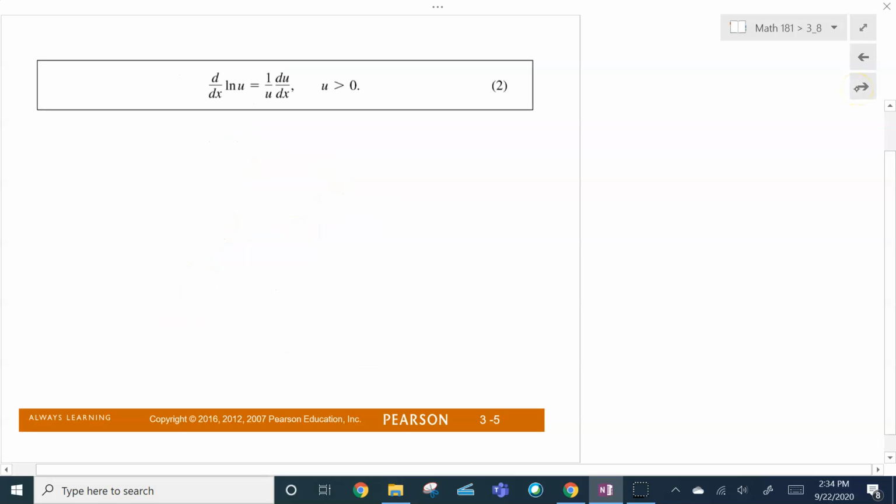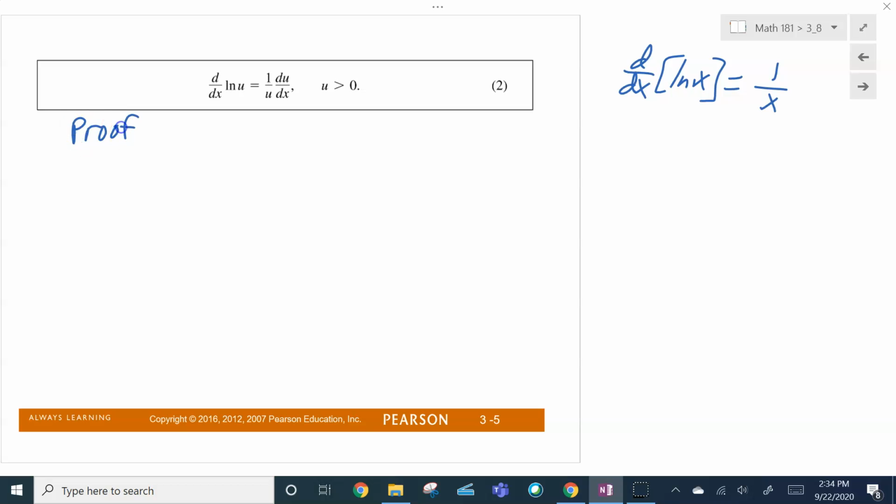Now, the derivative of natural log is 1 over x. We're going to introduce this, so let's go ahead and do the proof. Why is that? Let's take y being the natural log of x, and let's take e to both sides. So we have e to the y, e to the ln of x. Of course, those are inverses; they undo each other. So e to the y equals x, and then I'm going to run the derivative on that.